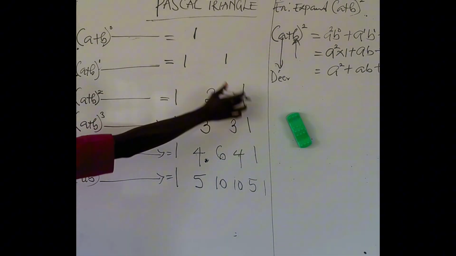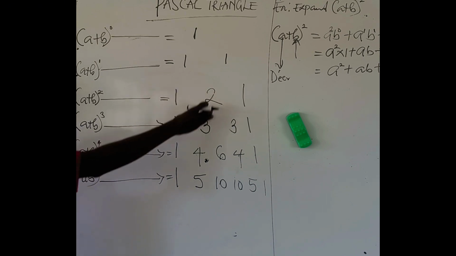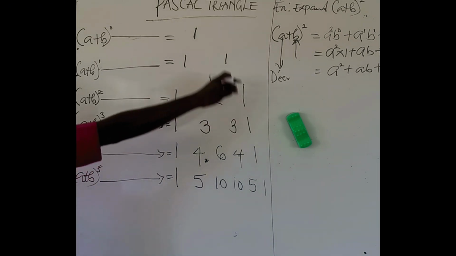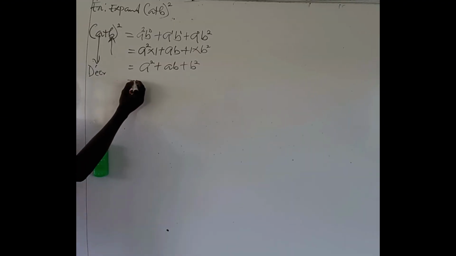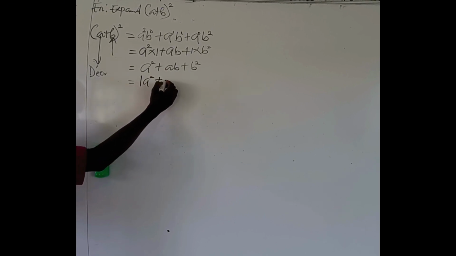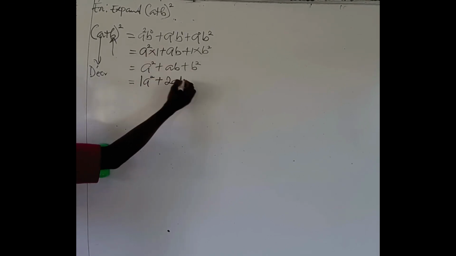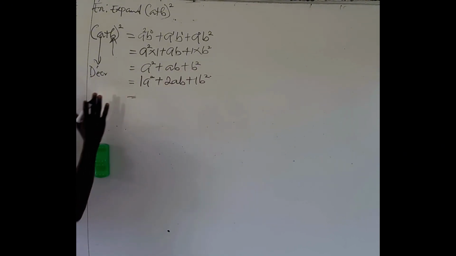1, 2, 1. So, the first term here is going to have 1. The second term is going to have 2. And the third term is going to have 1. So, we said earlier the first term is going to be 1. So, that will be 1 A raised to power 2 plus the second term will be 2AB plus 1B squared. So, that is the final answer.